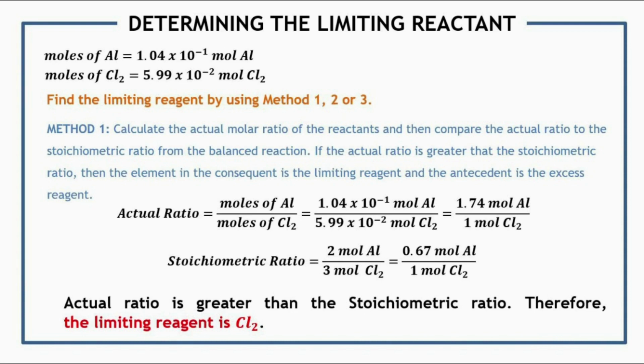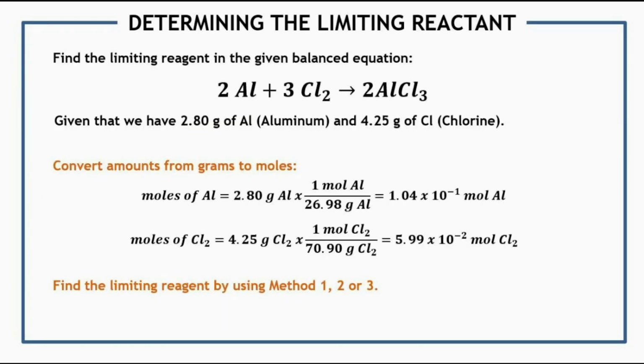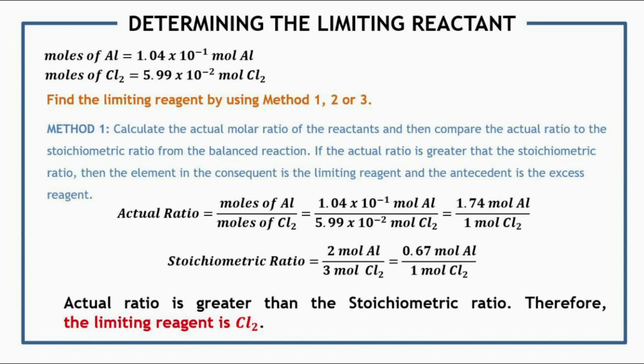For the stoichiometric ratio, we are going to use the equation. Okay. Recall that 2 moles Al, 3 moles Cl2. So we are going to use that one. 2 divided by 3, it's 0.67. Of course, Cl2 is in the denominator.